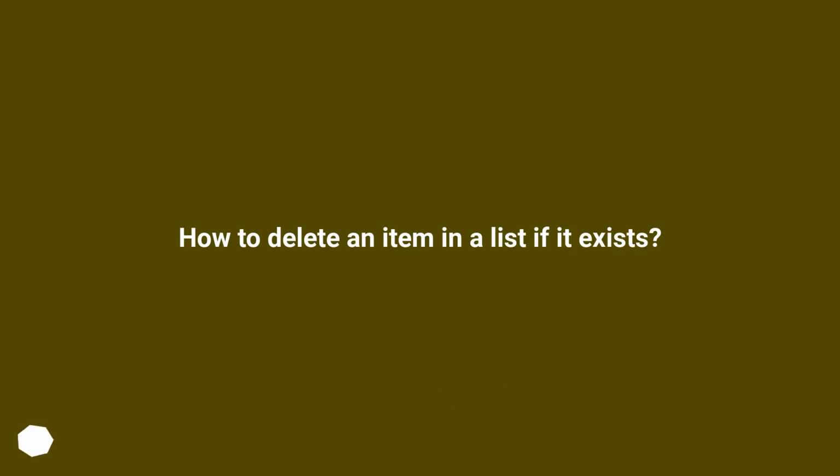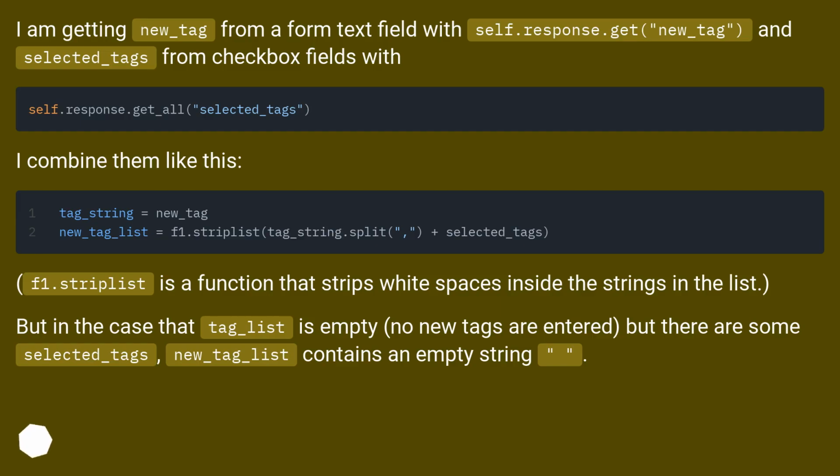How to delete an item in a list if it exists. I am getting new_tag from a form text field with self.response.get("new_tag"), and selected_tags from checkbox fields. I combine them like this. f1.striplist is a function that strips white spaces inside the strings in the list.